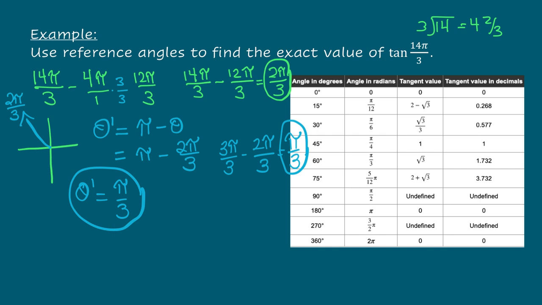So I'm looking for an exact value of tan of 14 pi over 3. I don't know what that is, but if I can find the tangent of pi over 3, then I'll know what the exact value is of tangent 14 pi over 3, because those two values will be equal. Well, pi over 3 is a common value, and that's an easy one to find.